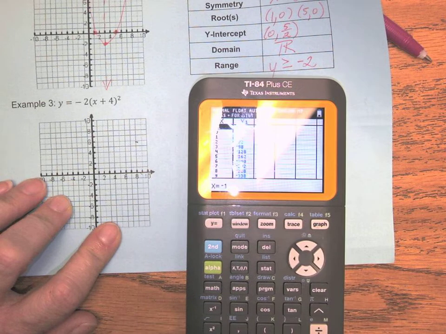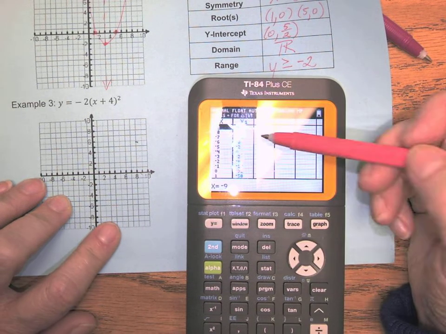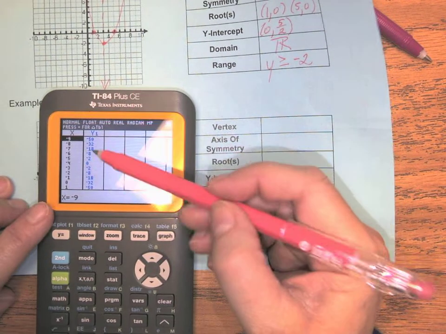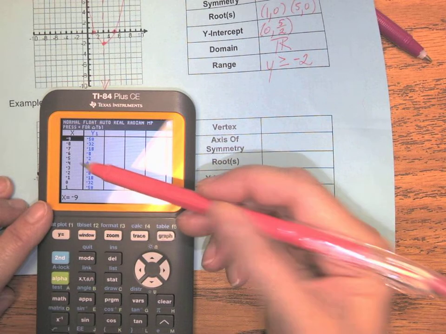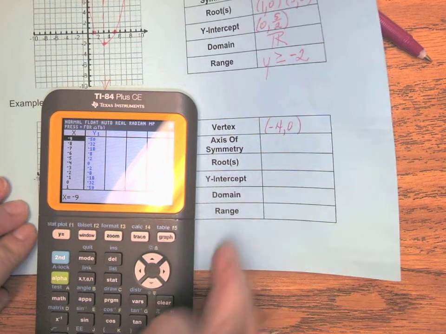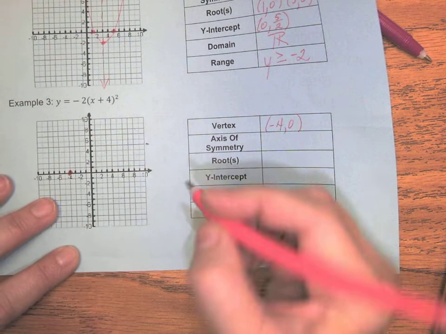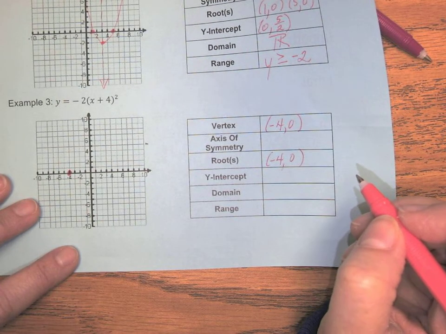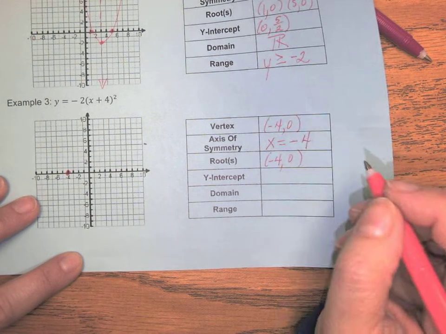Let's go to the table. We're going to have to arrow up. We're going to have to move around. Here's symmetry. Negative 50, negative 50, negative 32, 18, negative 2, there it is, negative 4, 0. Now, that is the x-intercept. Your vertex is an x-intercept. That means it's also your root. That means this one sits on the axis and only has one root. Axis of symmetry, x equals negative 4.